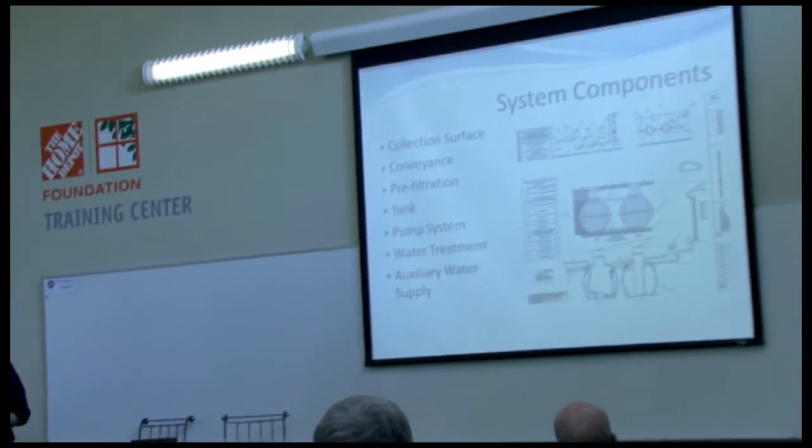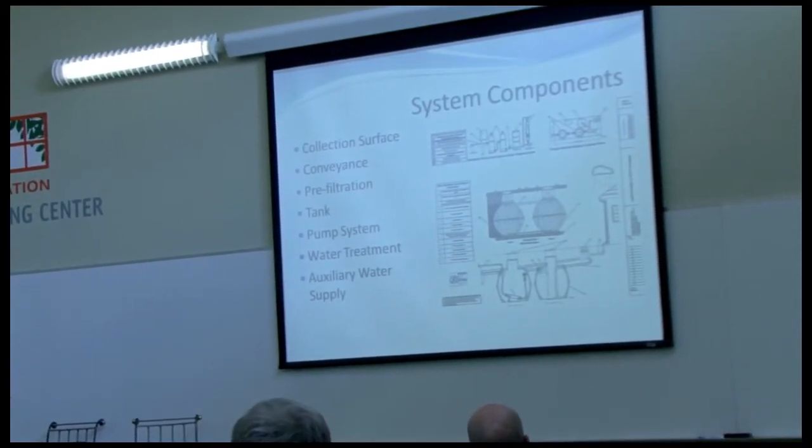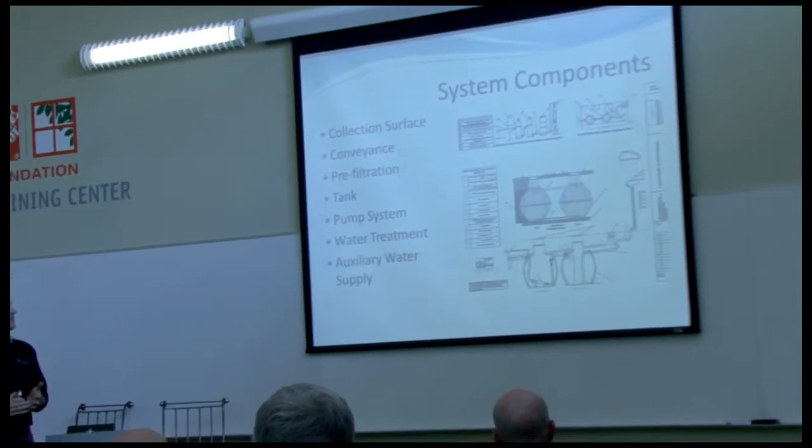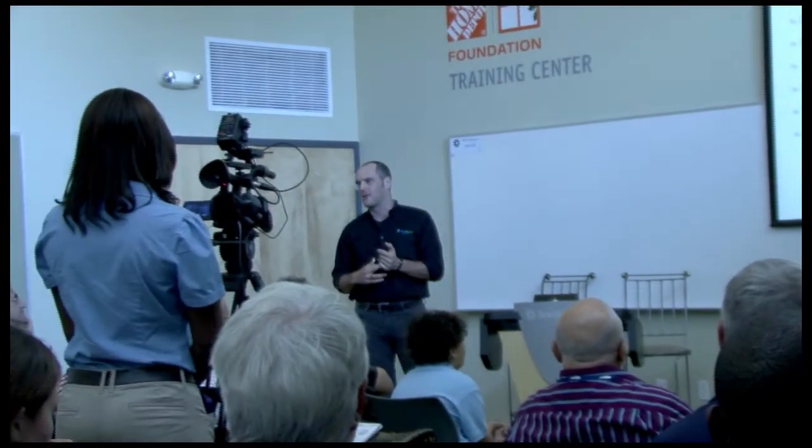So, system components. Every rainwater system basically has the same system components, whether it's a small system or a large system. They're just scaled differently. Obviously, you have your collection surface. In most cases, we're talking about rooftops, but it could also be landscaped areas, parking lots, other impervious surfaces. Straight from the rooftop is the cleanest and easiest water to use, like Jim discussed.